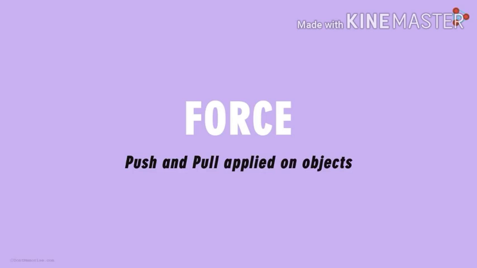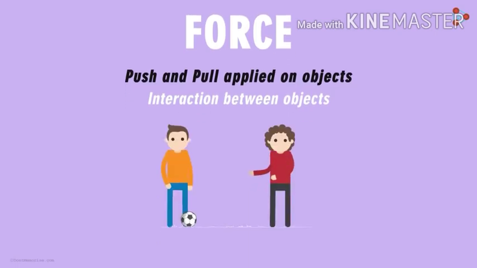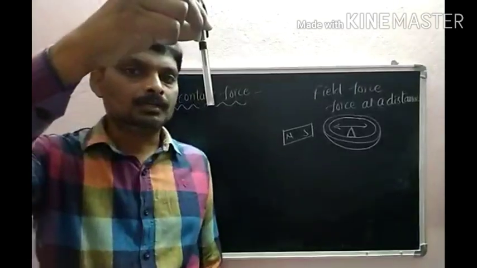Forces are due to interaction between the bodies or objects. What does it mean? Let's go back to our first example of this video. Here, in order to pass the ball to his teammate, the player must move it. That is, he must move the object.